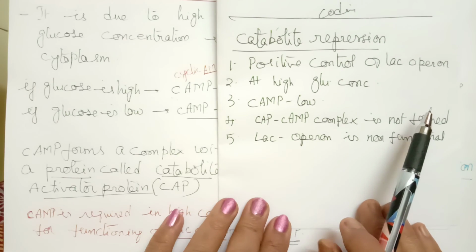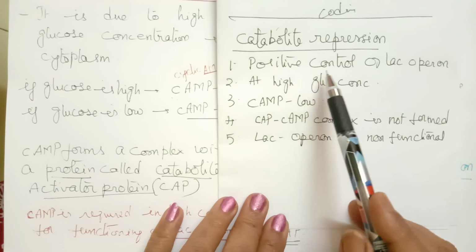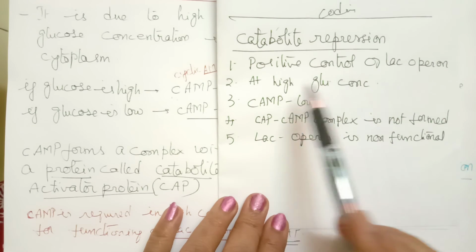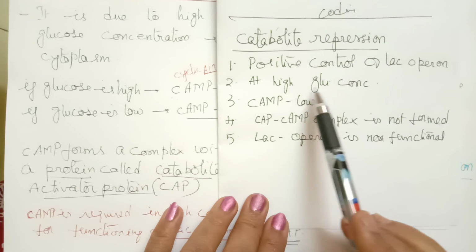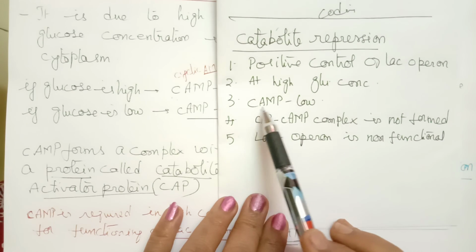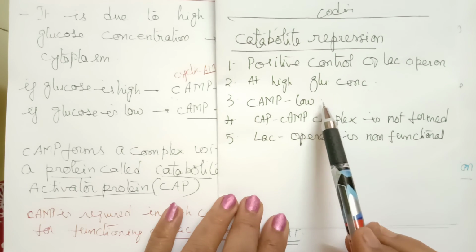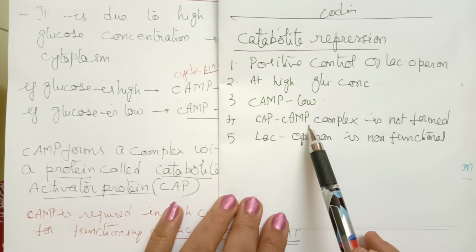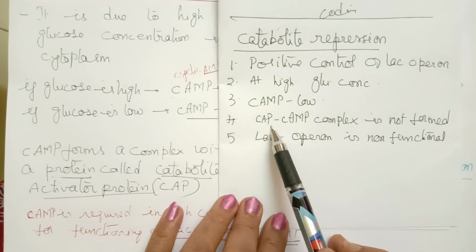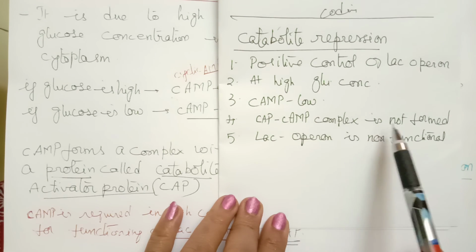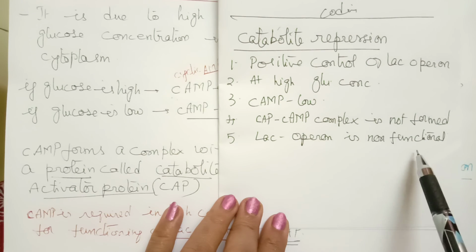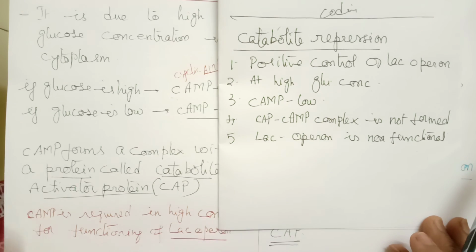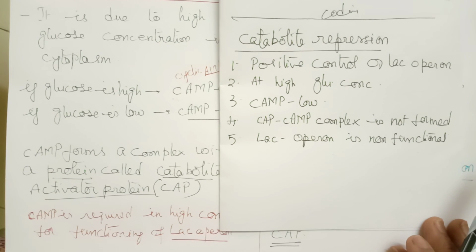I'll read the points once again for your understanding. It is the positive control of Lac Operon. It operates at high glucose concentration. If there is a high glucose concentration, cyclic AMP is low. If cyclic AMP is low, then the catabolite activator protein and cyclic AMP complex is not formed. If the complex is not formed, then Lac Operon is non-functional. So to understand what is catabolite repression and positive control, you have to understand these points.